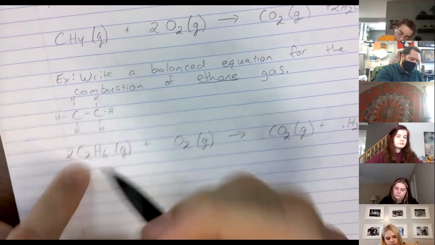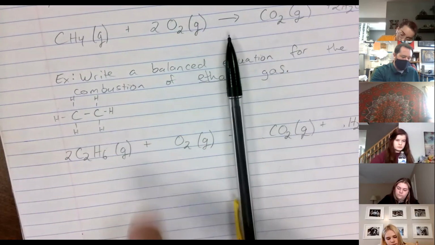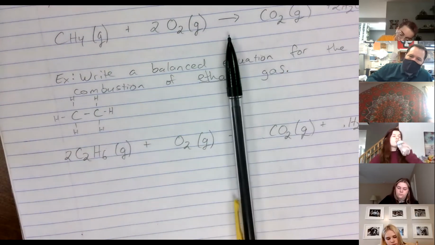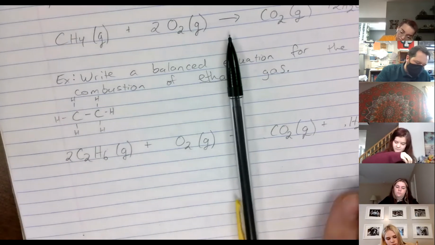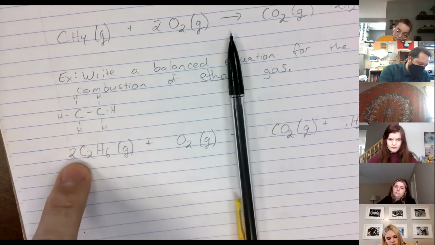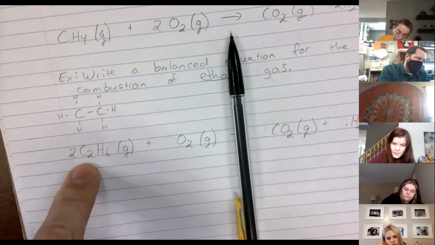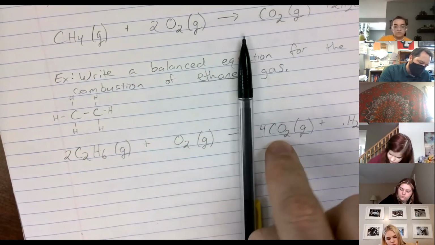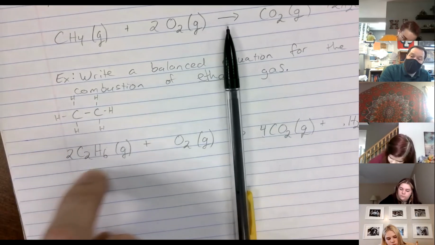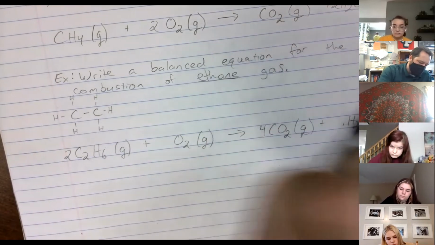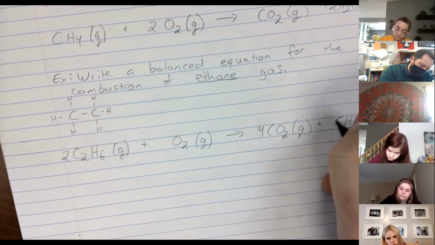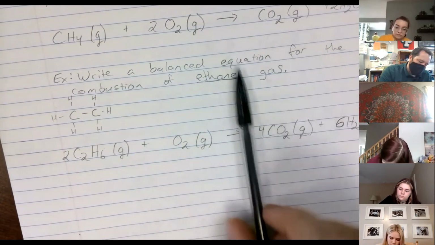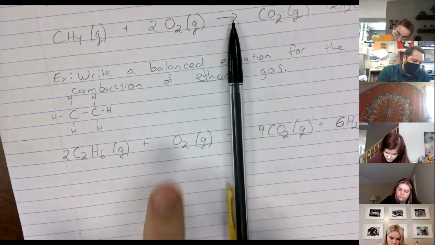Double your hydrocarbons. Just go back to the beginning. Don't start playing around with it. Don't start trying to balance this, that, and the other thing. Just start over. Go back to your hydrocarbons. Double it. I've now got 4 carbons. So there's 4 carbons. I now have 12 hydrogen. 2 times 6 gives me 12 hydrogen. Now I'm ready for my oxygen.